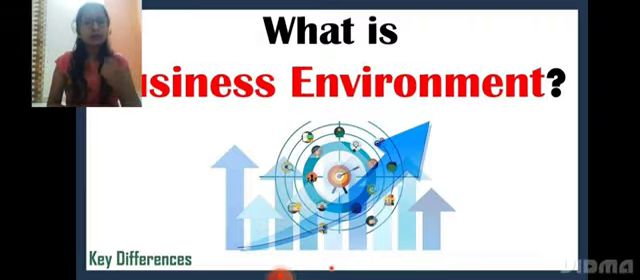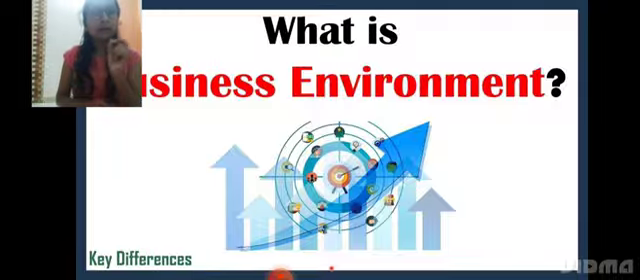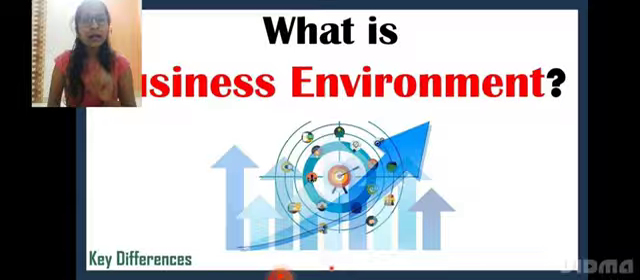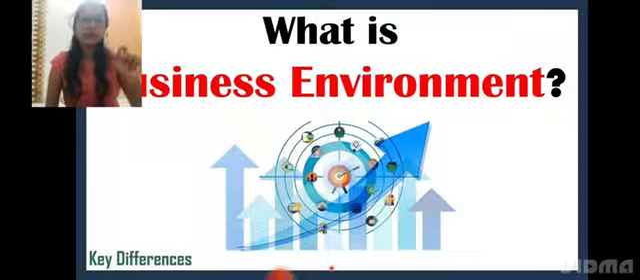So what is business environment? I would like to give you one simple example. If I am thinking to open a jewelry shop near the college premises, the first time, will I be able to succeed in my business? Will I be able to grow my business? Just think a while. The answer that you get is: no, my business won't succeed.